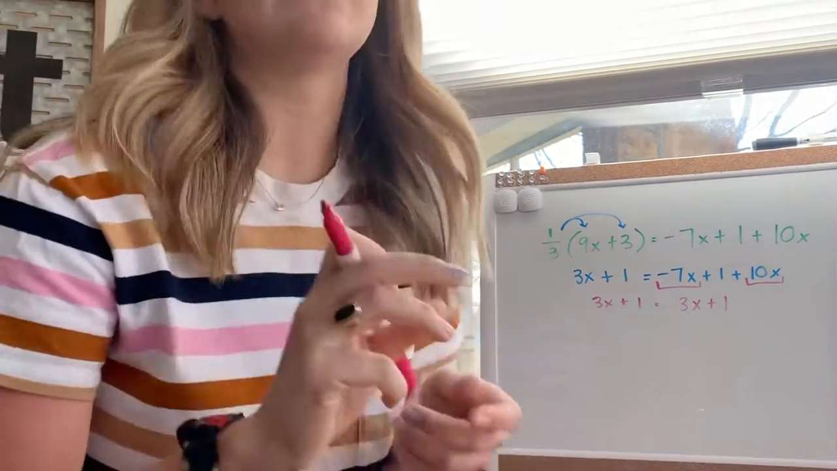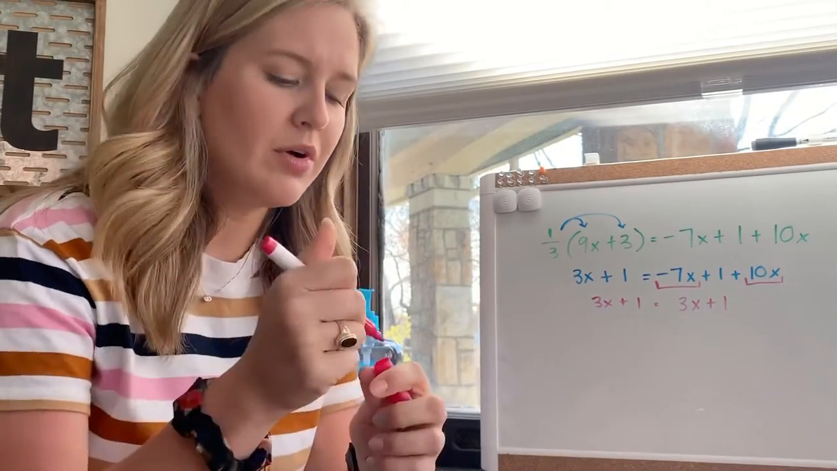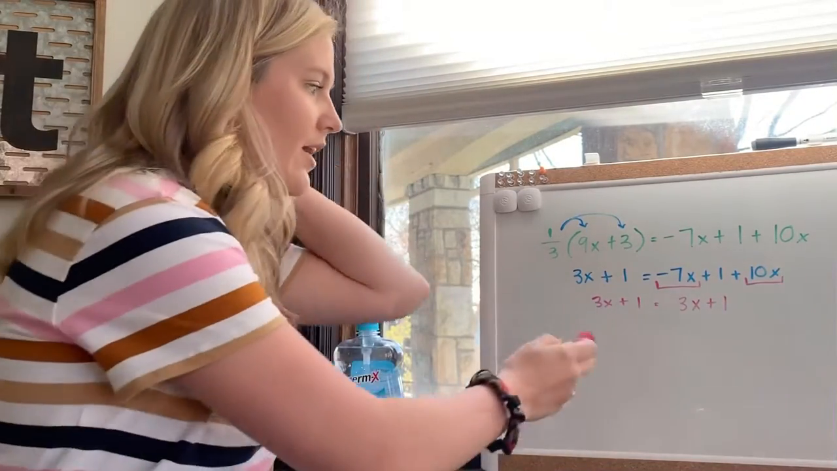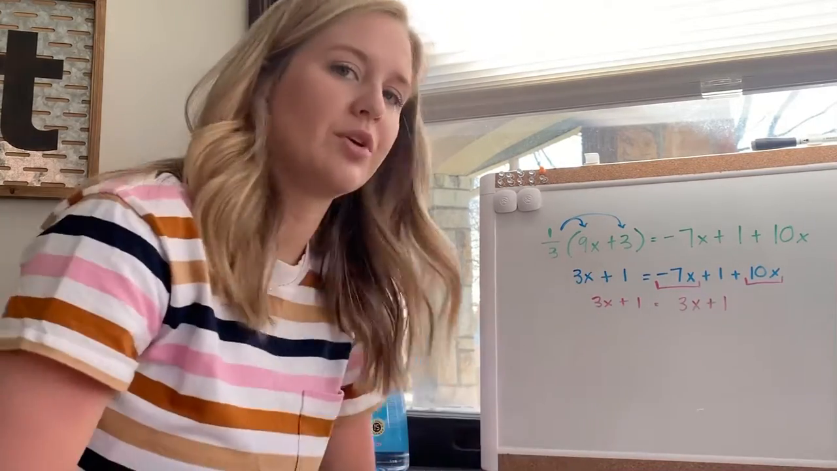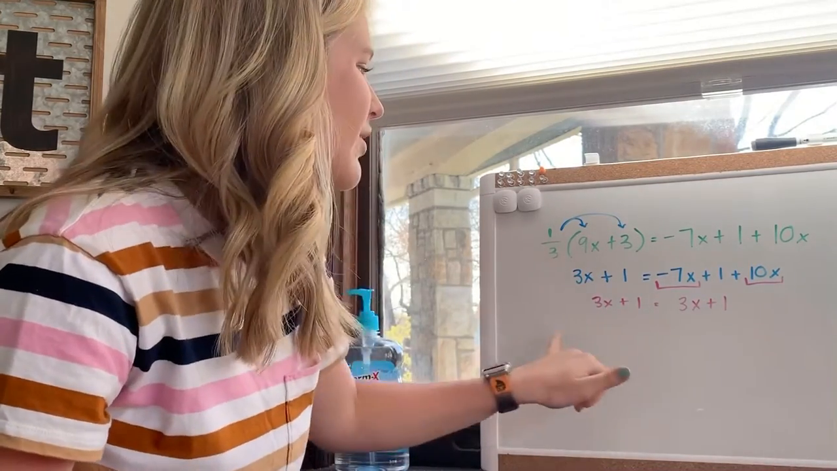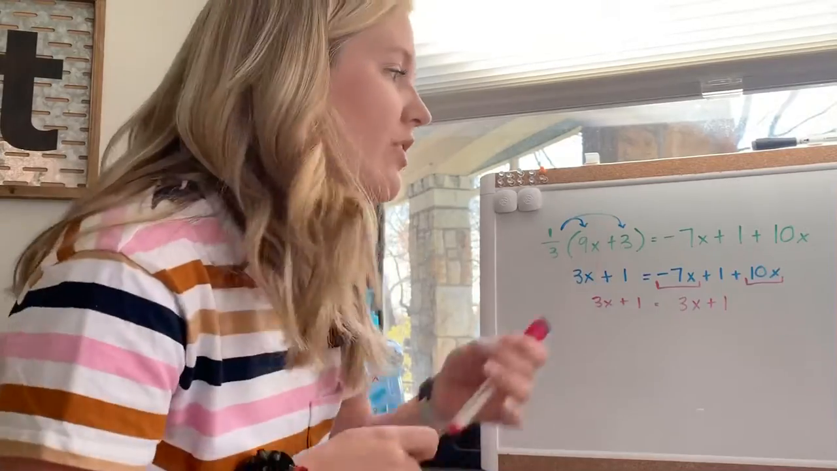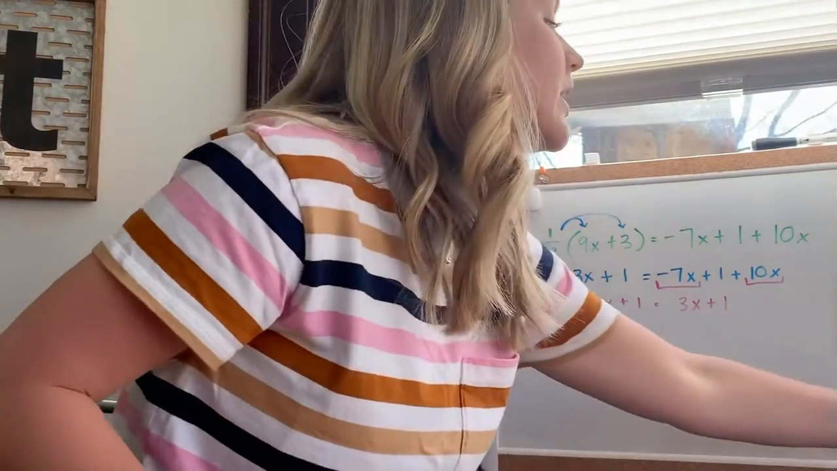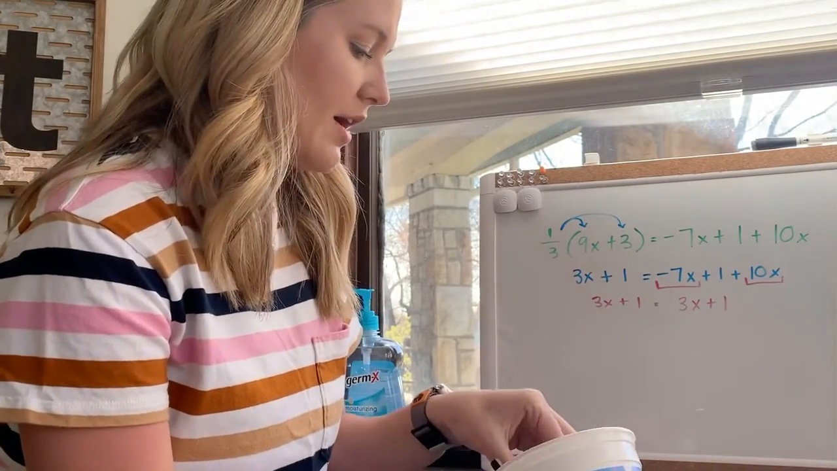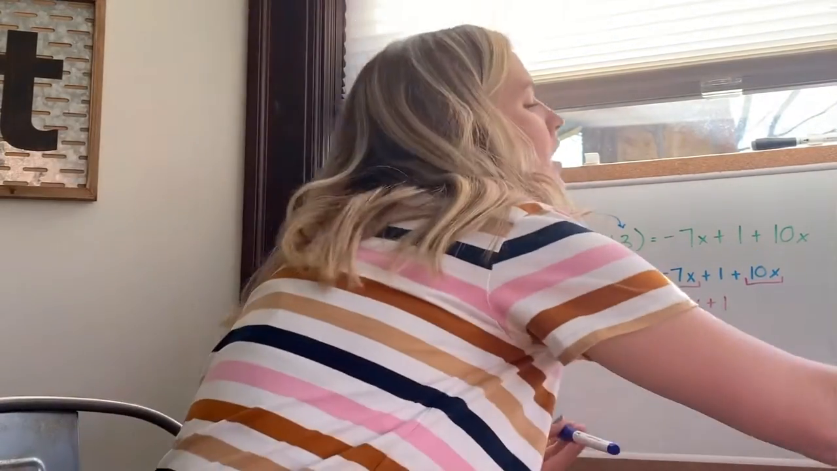Now, some of you might be thinking, at this point in the problem, I'm noticing that these two expressions are the exact same. I've got 3x plus 1 is equal to 3x plus 1. If these two are the exact same, I want you to start thinking to yourself, what does that mean about the number of solutions? We're going to keep going in the problem, and we're going to try and finish this one out with our inverse operations.